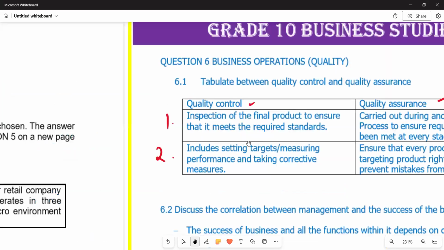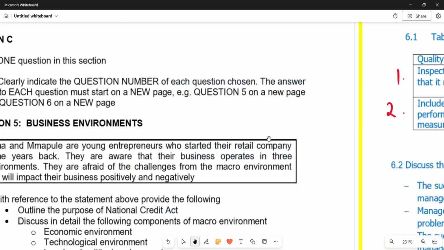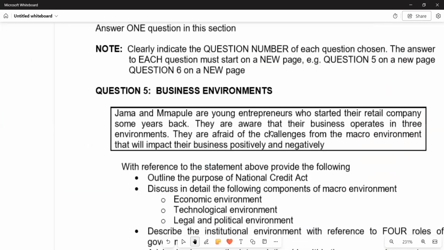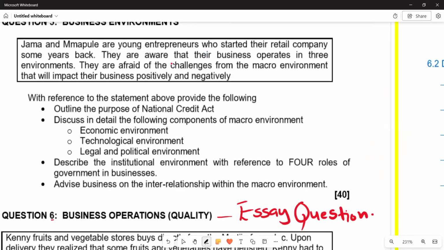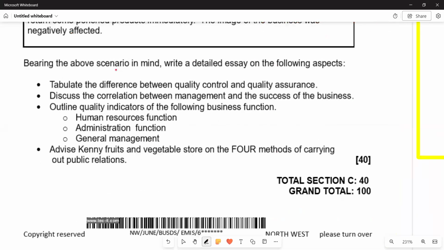Then we move on to the second question and try to see what we have. On the second point, it says discuss in detail the following components of the macro environment. We talked about the economic environment, technological environment, and also the legal and political environment. So this is the second part that we have. We are not looking at this part of the question. We can just try to go down. The second part of the question that we are looking for is this one. We had gone to the wrong question there.